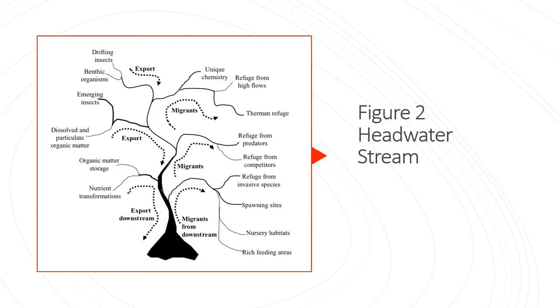Figure 2 displays a headwater stream, which, as displayed, has multiple different usages for one single headwater stream for one single organism. Now, if we were to think about all the different types of organisms using this tactic to live and survive, it would be detrimental.